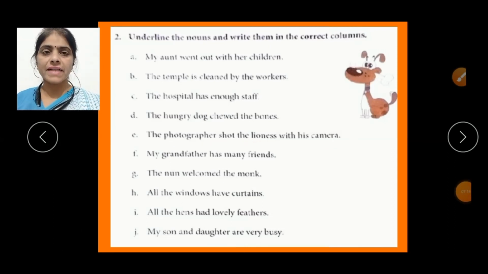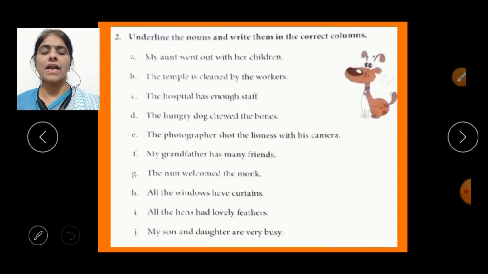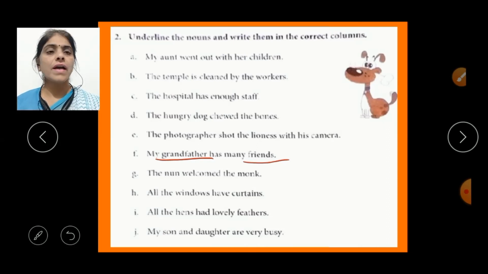Now let's have the next one, that is, my grandfather has many friends. In this sentence we have 2 nouns, grandfather and friends. As grandfather refers to males, it belongs to masculine gender. And friends is used for both males and females, so it belongs to common gender.